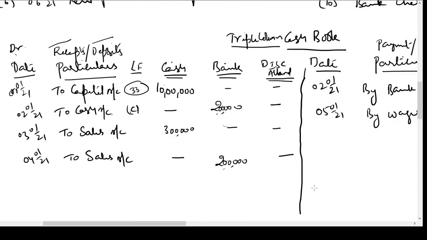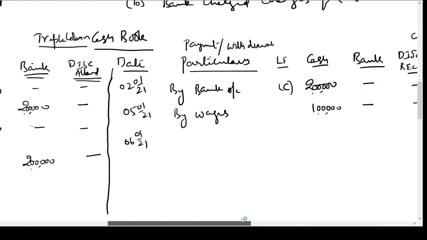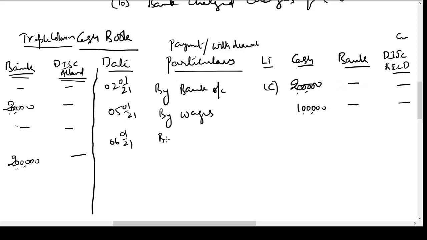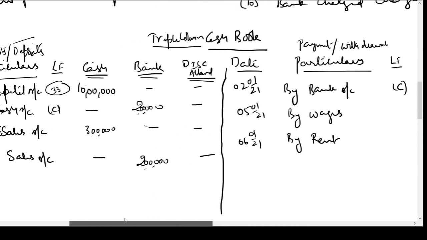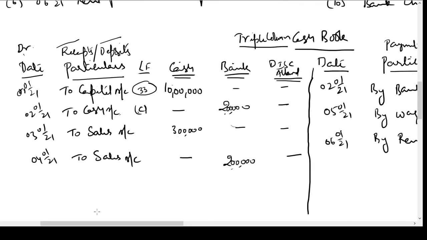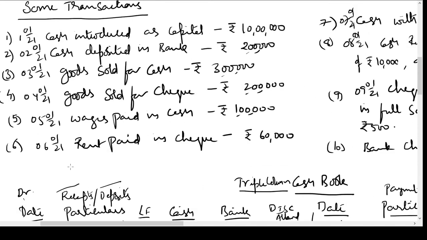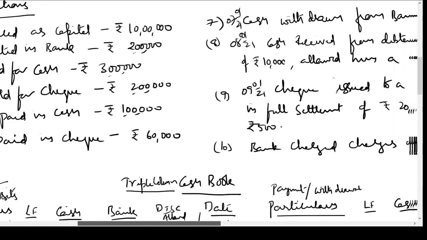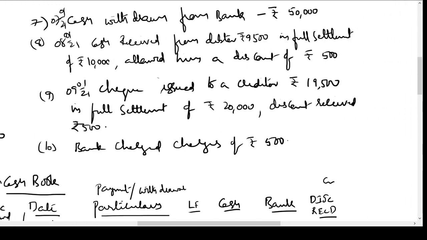So 6th January, I will write on the withdrawal side by rent in the bank column 60,000, nothing in the discount received column. You'll see the next transaction.